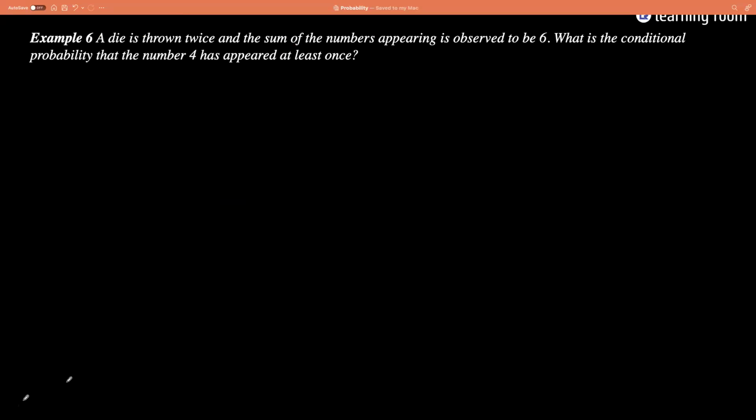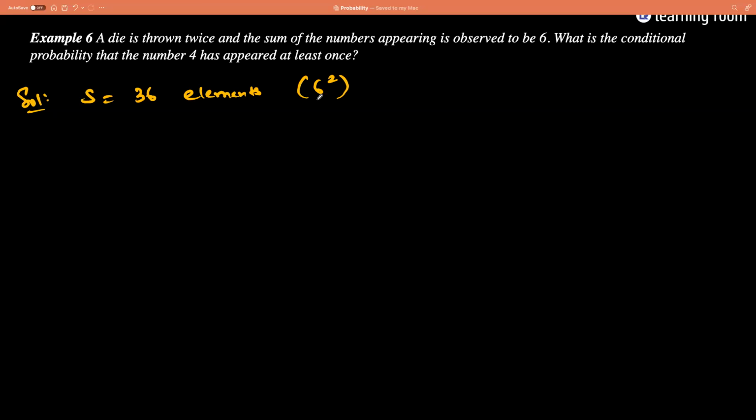So tell me how to solve this problem. A die is thrown twice and the sum of the numbers appearing is observed to be 6. What is the conditional probability that the number 4 has appeared at least once? So how to start solving? What is going to be the sample space? The sample space contains how many elements? It contains 36 elements. Reason? 6 square. Right.